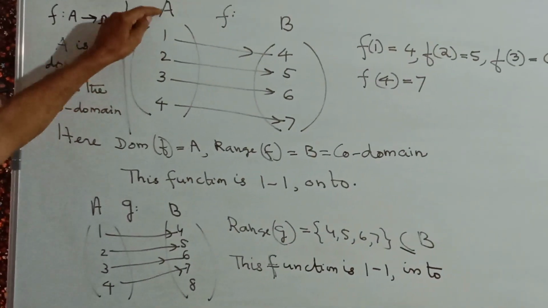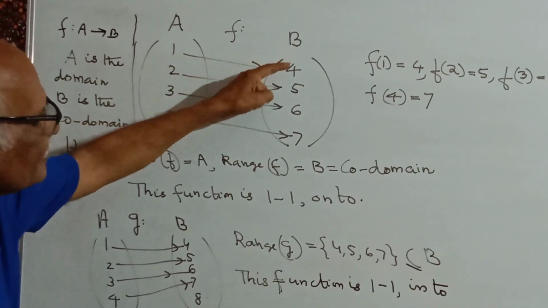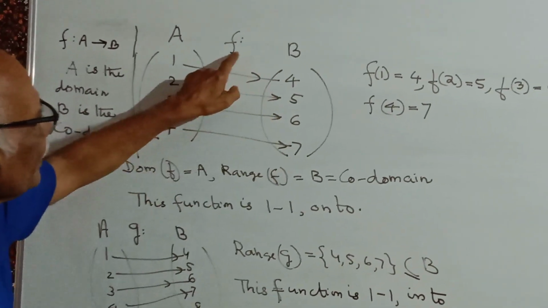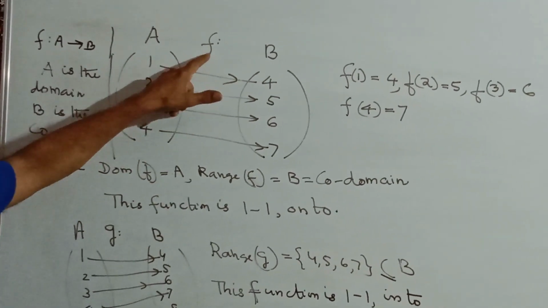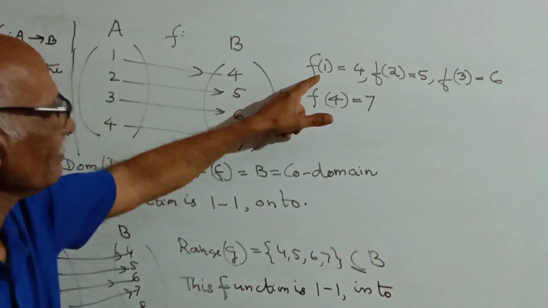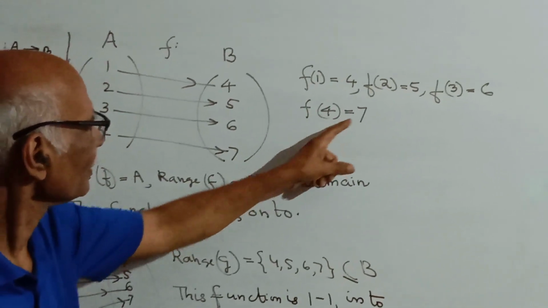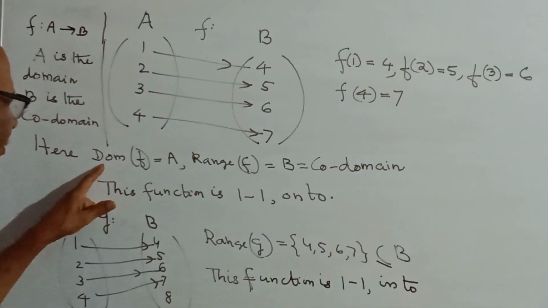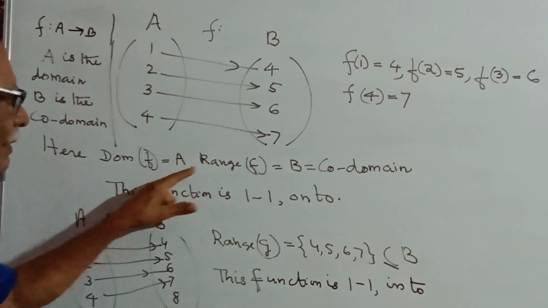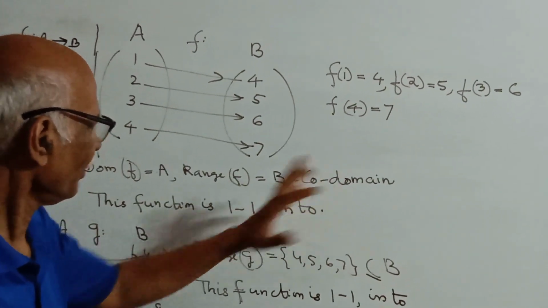Now you can see an example. A is a set {1, 2, 3, 4}. B is a set {4, 5, 6, 7}. F is the function. Now F(1) is 4. This is the idea. F(2) is 5. F(3) is 6. F(4) is 7. Now here the domain of F is A. The range of F is the complete set B, the codomain.